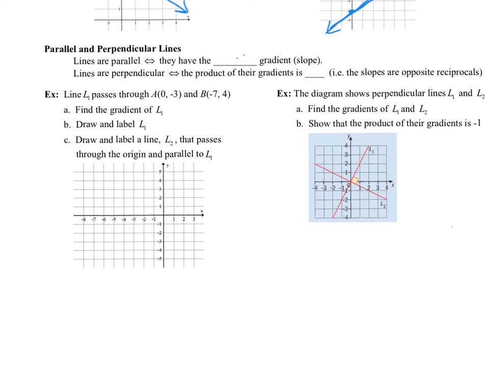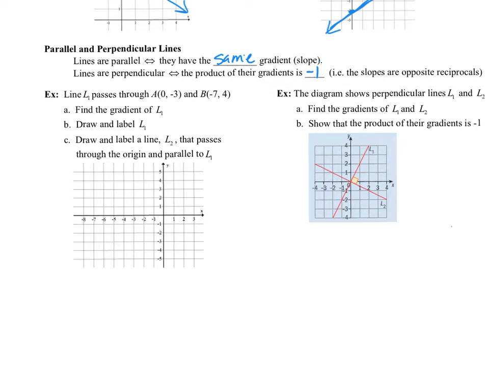Now let's review the slopes or the gradients of parallel and perpendicular lines. So you might recall that lines are parallel if and only if they have the same slope or the same gradient. So if 2 lines are parallel, they're going to slope in the same direction, so they would have the same slope. Lines are perpendicular if and only if the product of their gradients or the product of their slopes is -1. Another way to state that would be the slopes would be opposite reciprocals of each other. If you have 2 numbers that are opposite reciprocals, when you multiply them, their product will be -1.